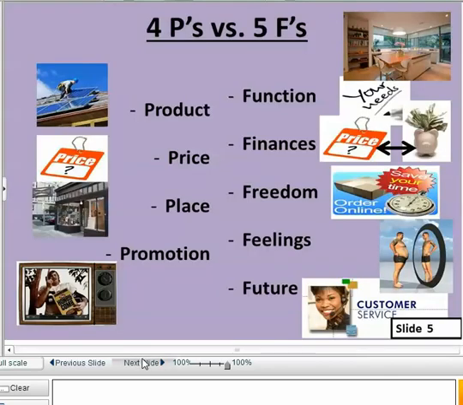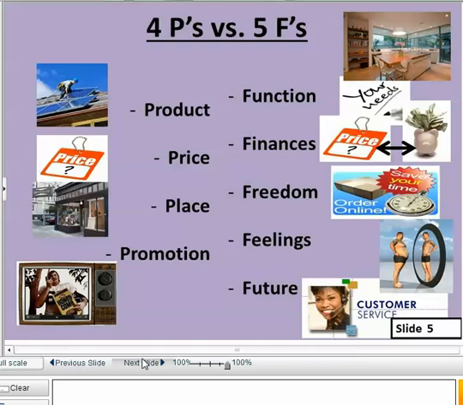We also, carrying that same thinking a little further, looked at the difference between the 4 P's and the 5 F's. The 4 P's seem to be very much focused on the provider of the service or product, saying what product are they going to do, what price are they going to offer it at, where is it going to be, and how are they going to advertise or promote it. Where the F's are much more focused on what the customer is going to get out of this. What functions are going to be performed that the customer needs or wants. More importantly, what they want. How is it going to affect their finances?